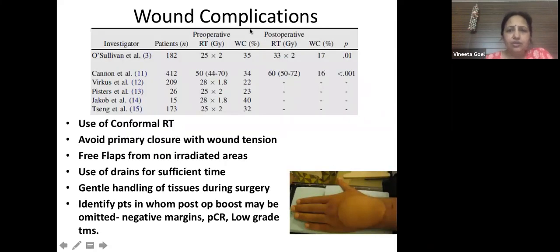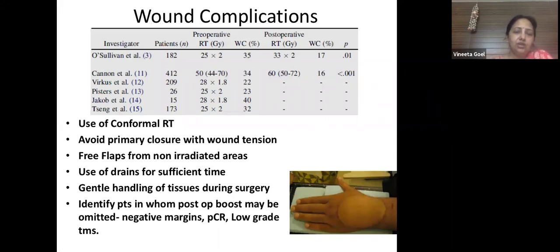Apart from this randomized trial, there are several other studies. These are all small retrospective studies which have consistently shown that the wound complication rate is higher with the use of preoperative radiation therapy. But I believe, although it is only a belief, that once we know these patients are at a higher risk of wound complications when we give preoperative radiation therapy, we can use more conformal RT to decrease the skin and the subcutaneous dose. And we would always want our surgeons not to do wound closure in tension and to avoid any primary closure.